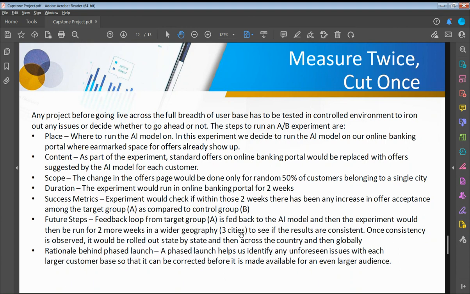This particular project has not gone live. This is still something that we are planning on working on and putting into production soon. That's why I do not have actual results as of now, but this is how we plan to implement this in the future.